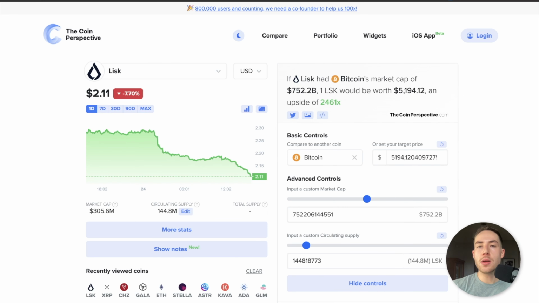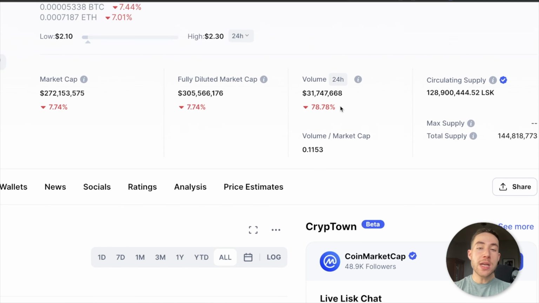Now, let's take a look if we saw and compared the market cap to other market caps, for example, Bitcoin. So if Lisk had the same market cap as Bitcoin, then one Lisk would be worth $5,194, or an upside of 2,461x. So right now the trading volume is at $31 million, and it's down close to 80%.